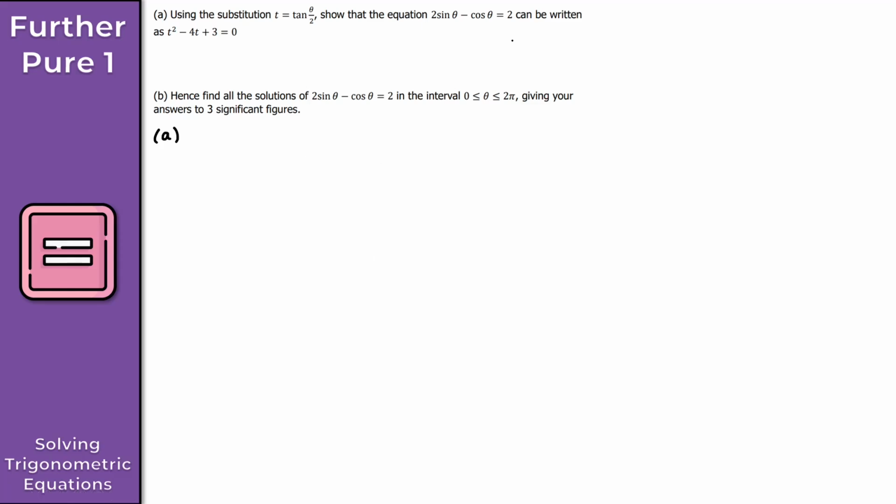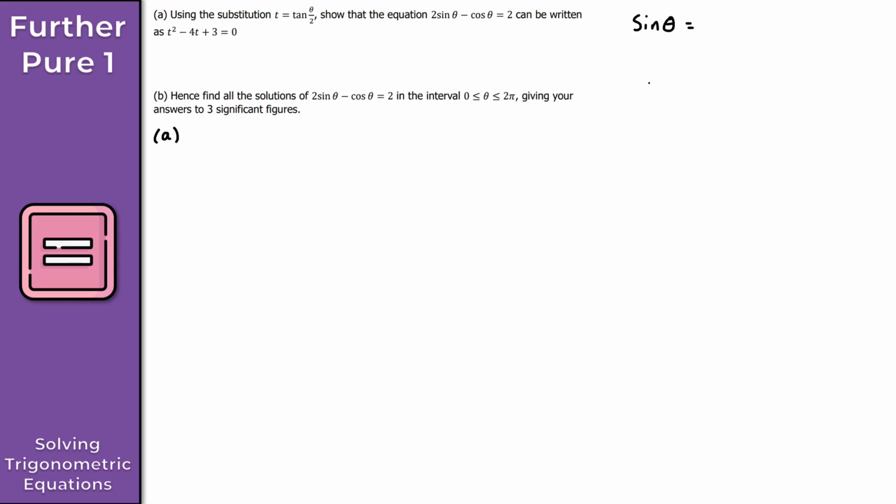Now looking at this equation, we could just use the R formulae, but obviously the way that this question is structured, and as you can see by this quadratic equation that's given in terms of t, we do need to use the t-formulae. So what trig functions do we have here? Well, we have sine theta, and we also have cosine theta.